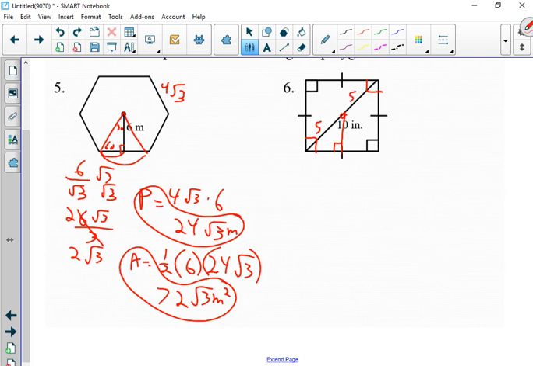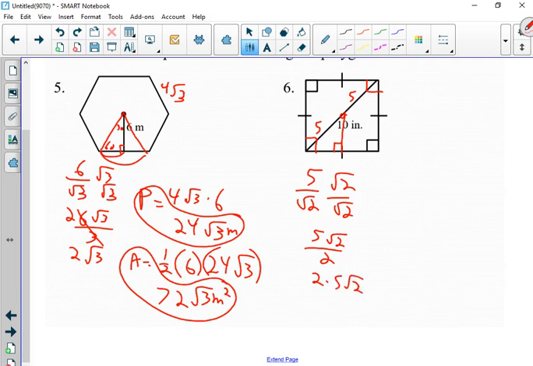Now 5 is our hypotenuse. We want to find the leg, which is also our apothem. So what do we do? We divide by root 2. And then we rationalize, like we always do. And that gives us 5 root 2 over 2, or 5/2 root 2. Well, 5/2 root 2, or another way to look at it is 2.5 root 2.